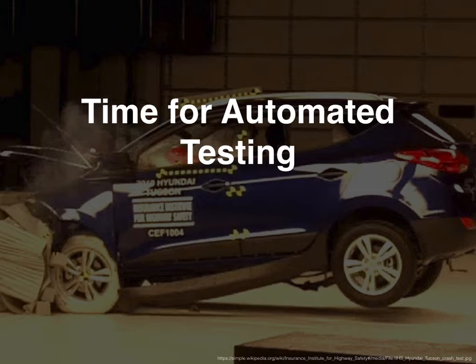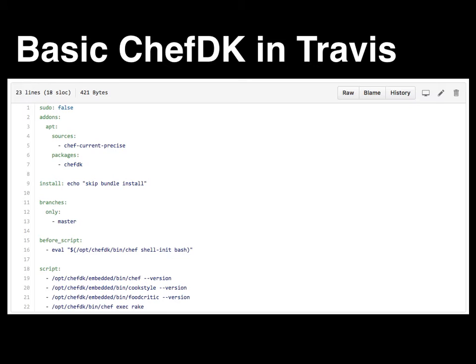So it's time for a little bit of automated testing. Obviously, we don't want to be testing by hand. We want this all to happen automatically, automagically, however you want to say it. And we're going to start with a basic ChefDK testing in Travis. I use Travis because it's simple and it's free, it's available, and that's what most people use. Some of these things are probably quite doable in other things like Circle CI or whatnot. I just haven't done them before.